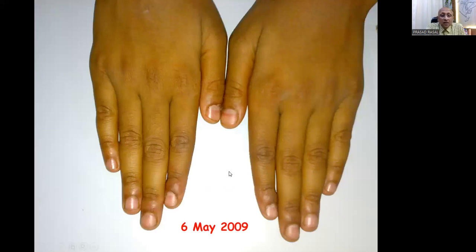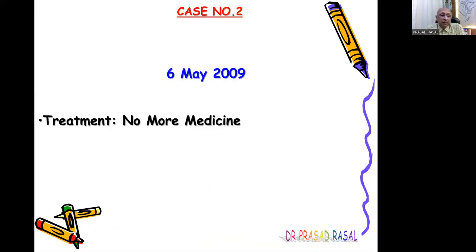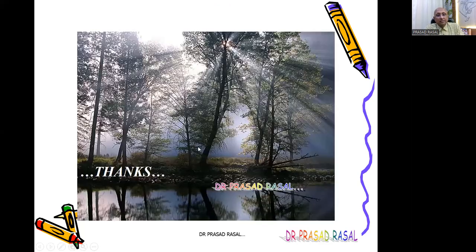So this is the importance of repertorization. Repertorization gives you a remedy which you never think of. So on the 6th of May, no more medicine was given, and he was completely recovered. So these are the things one must understand. This is the importance of repertorization.